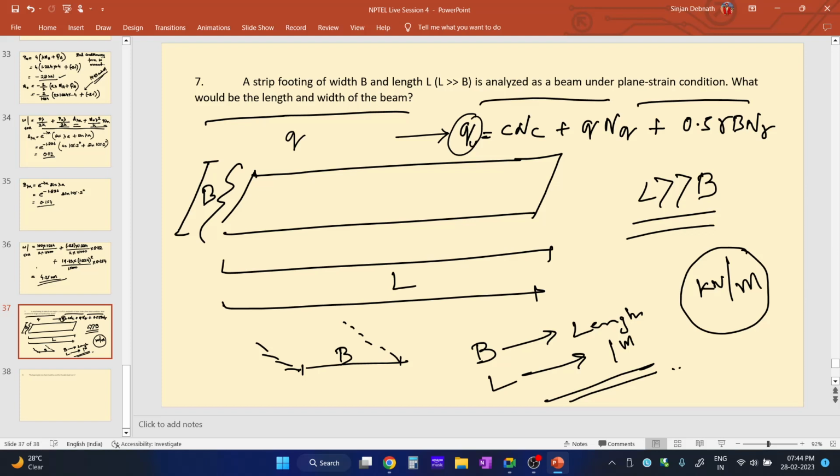So what is the ultimate load that you get if this is a rectangular footing? If Q is the ultimate bearing capacity, it is Q into B into L, right? This is the ultimate load that is acting on the footing, if this is a rectangular footing.